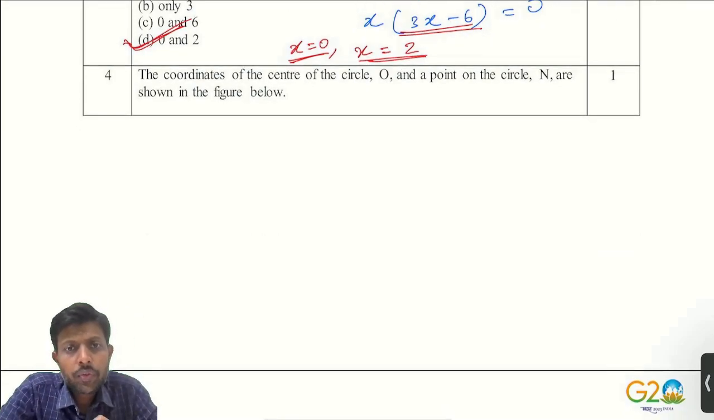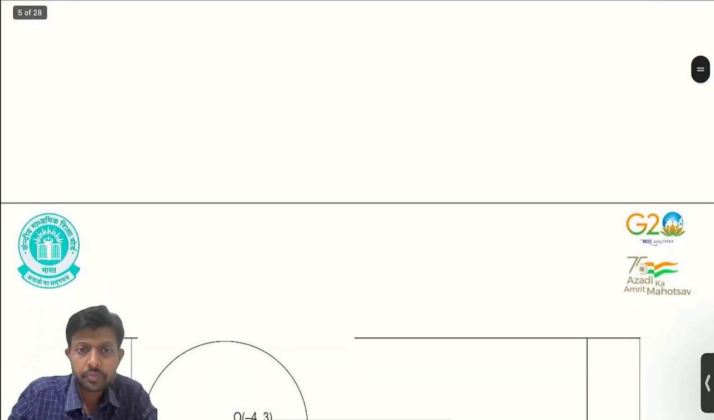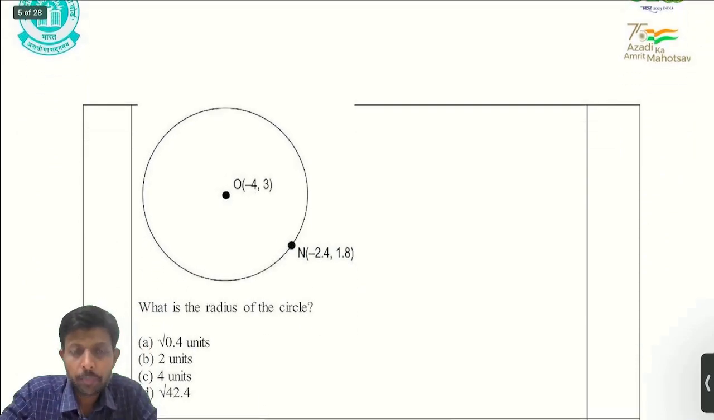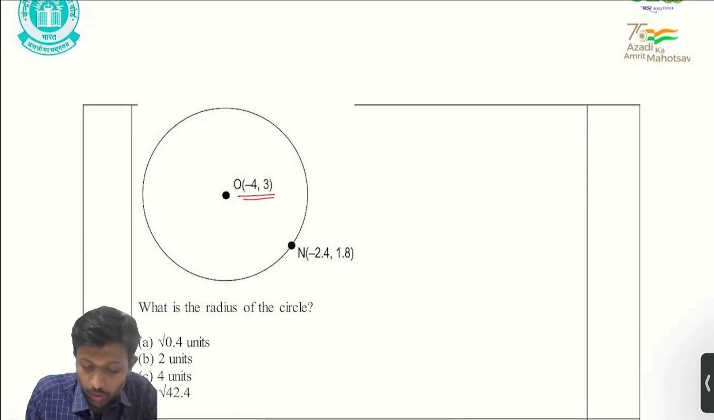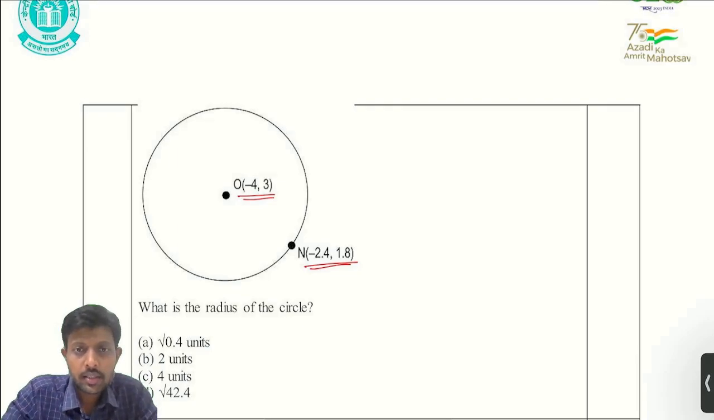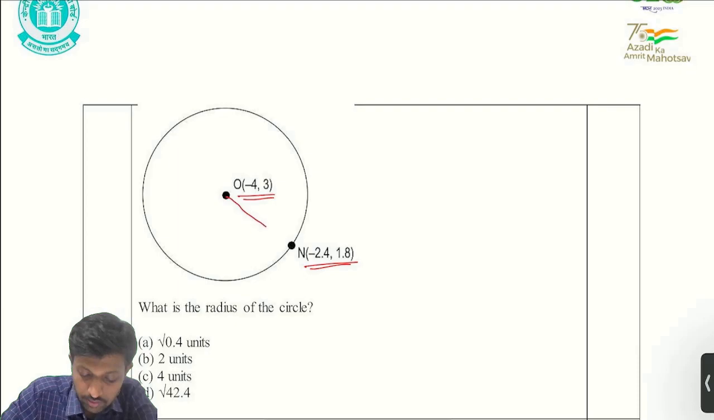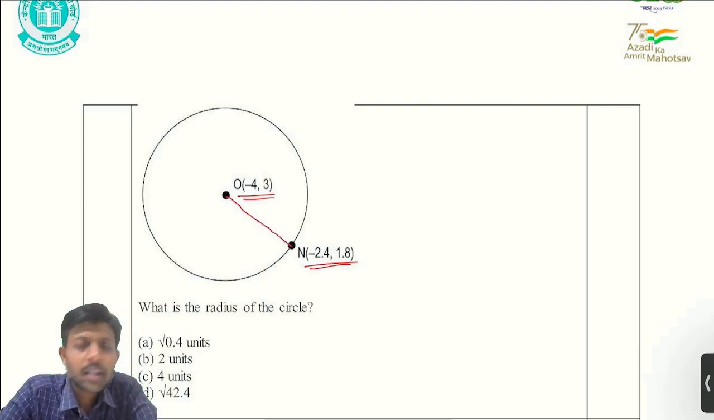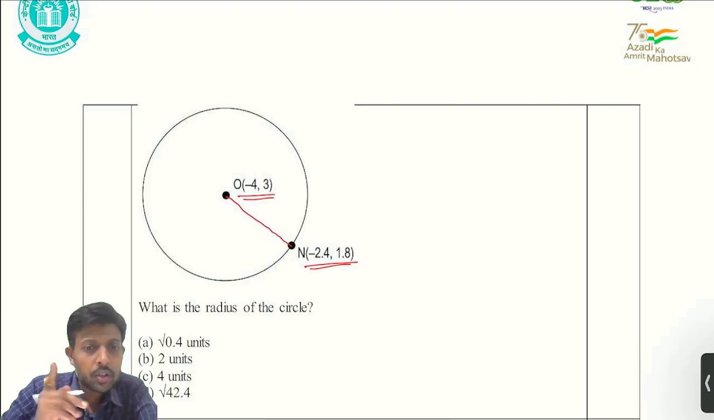The coordinates of the center of the circle O and a point on the circle N are shown in the figure below. Let's look at the diagram. The coordinates of O and N are given to us, and they're asking what is the radius of this circle. So the radius of this circle is essentially this. We have 2 points. We have to find the distance between them. You know the distance formula from coordinate geometry.